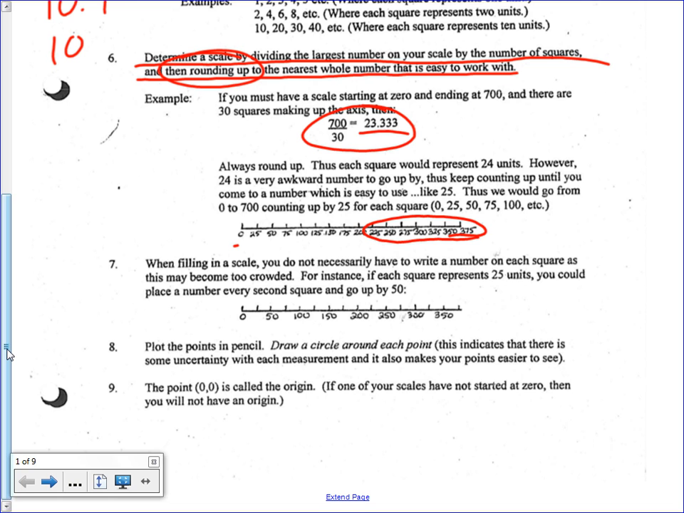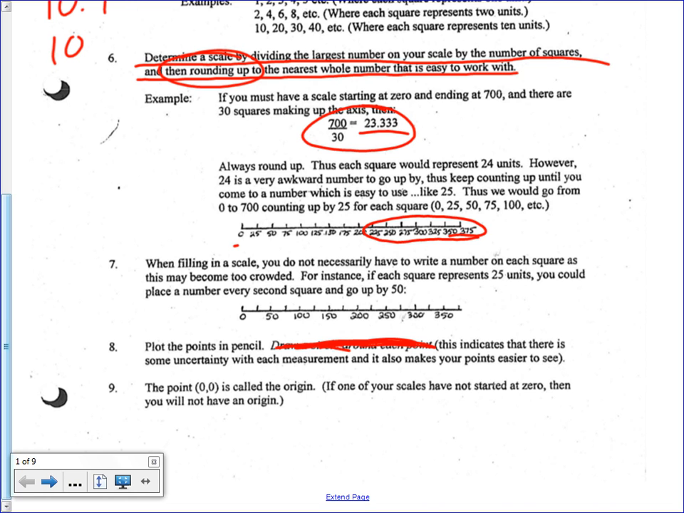Once you've got your scales built, then it's time to start plotting your points. Plot them in pencil. They say here to draw a circle around each point. Don't do that. They say that indicates there's some uncertainty with each measurement, and it makes your points easier to see. I'm not arguing that it makes your points easier to see, and I'm not arguing that it indicates there's some uncertainty, but we don't need to do it.